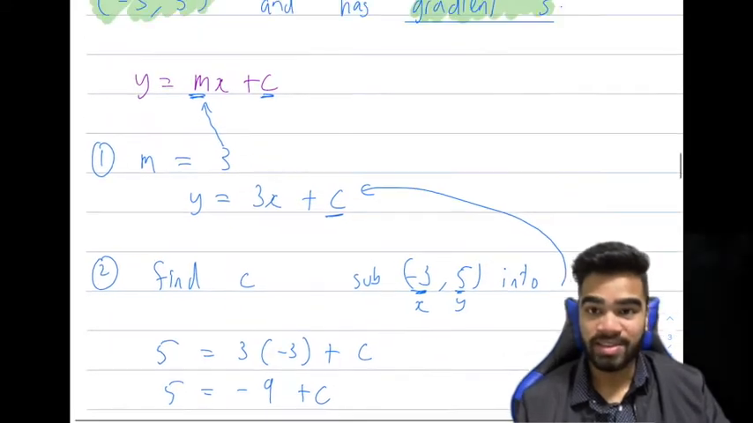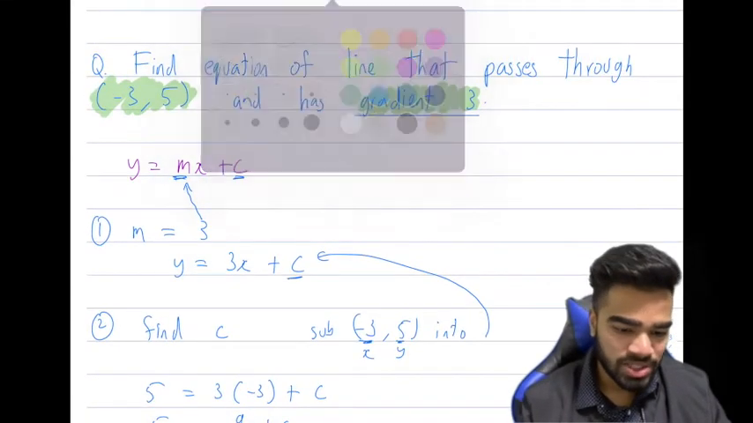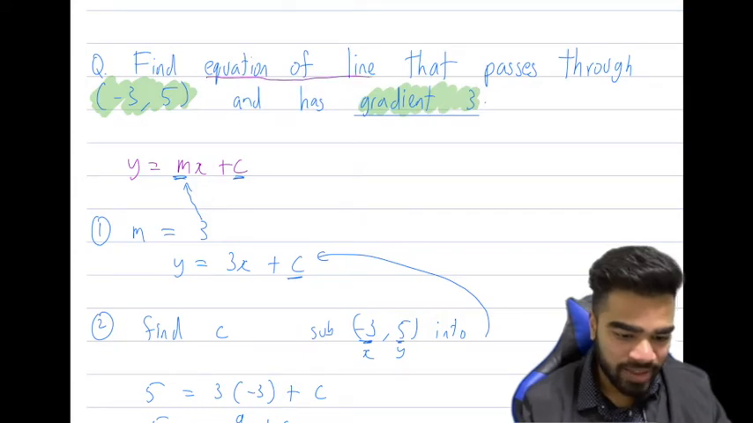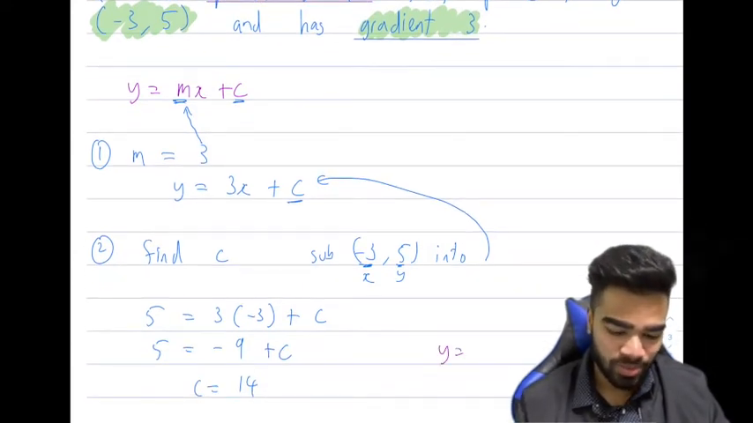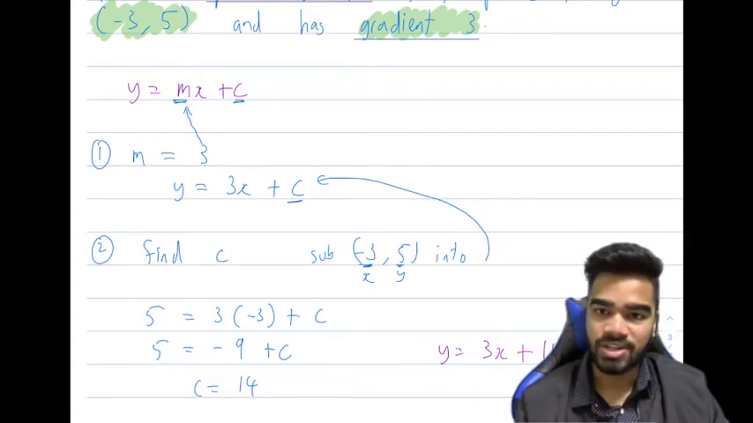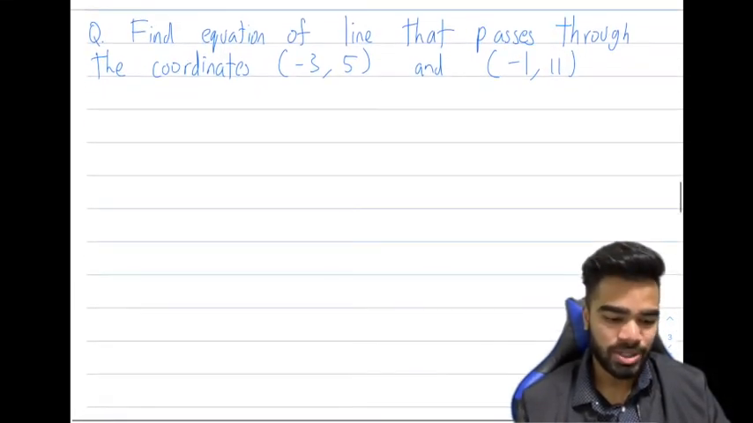Okay? So again, this is not the answer, right? We can't just leave this as the answer because what's the question asking for? The question's saying clearly find the equation of the line, right? So what's the equation of the line? Well, it's y is equal to, what's m? m is 3, so 3x. And what's c? c is 14, so plus 14. And that's the answer. Okay, I hope you got it. So let's look at another question now.